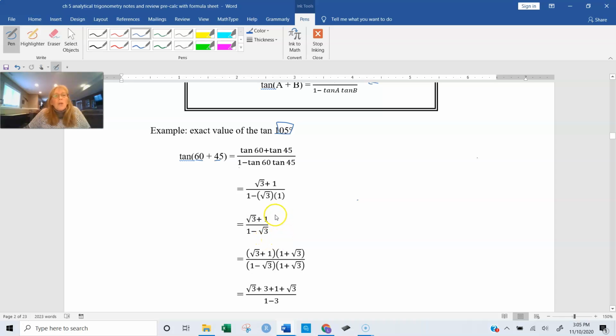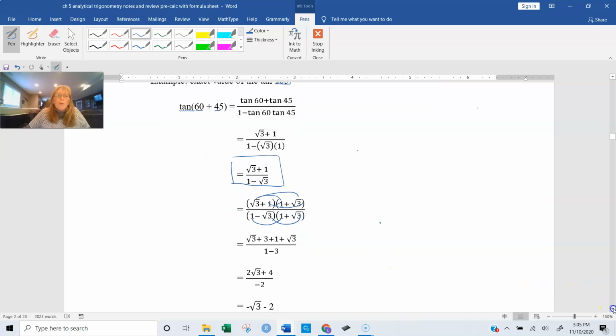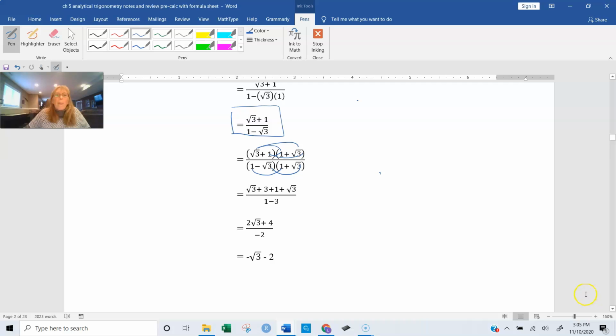I am actually okay here if you do not rationalize that denominator. If you want to, you multiply by the conjugate, and that will clear that denominator. So that's 1, and that's 3. Distribute across the top, you have the square root of 3, you have 3, you have 1, another square root of 3. All right, so it's totally up to you if you want to do that or not. You're good.